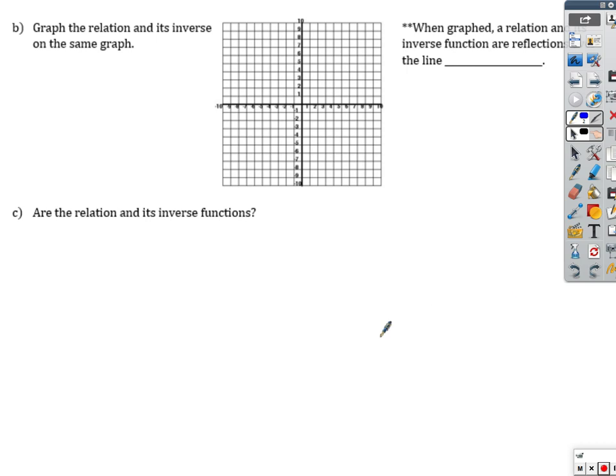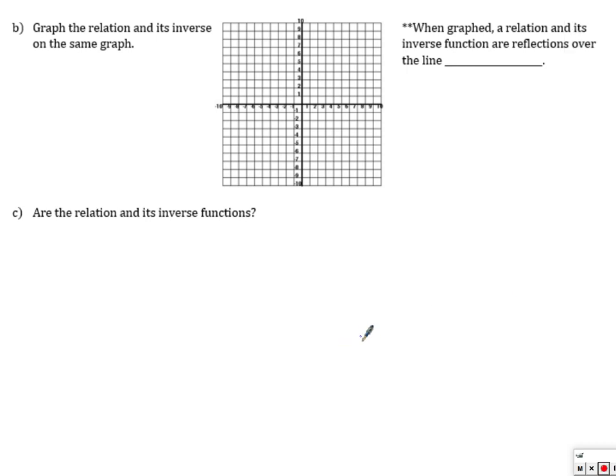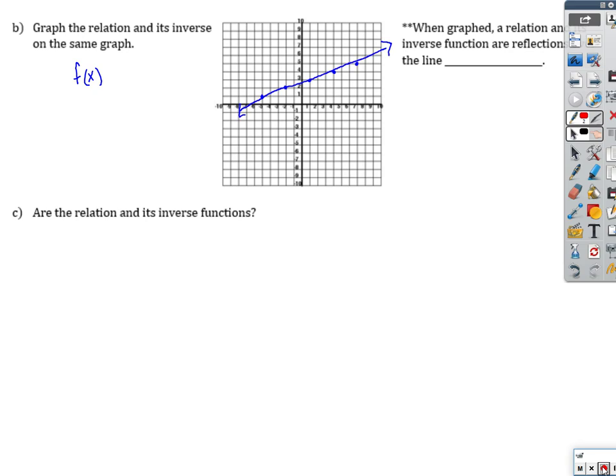We're going to take those same two sets of ordered pairs and I'm going to graph them. I'm going to do the original, the f of x, in blue. And so I would graph those ordered pairs. -5, 1. So that's what it looks like with all of those original points graphed.